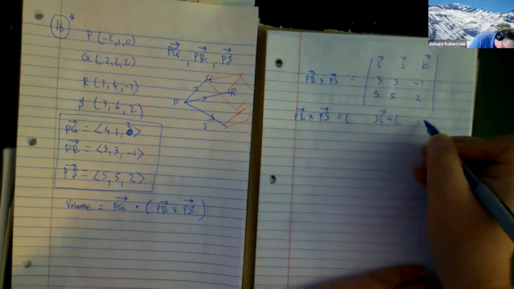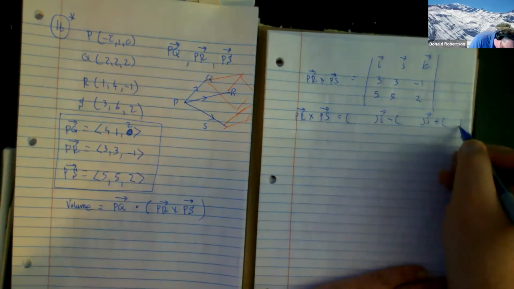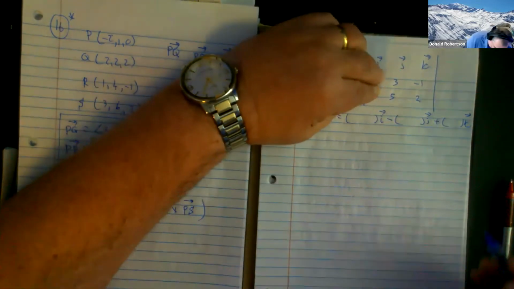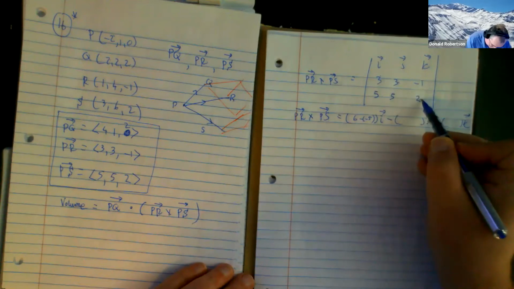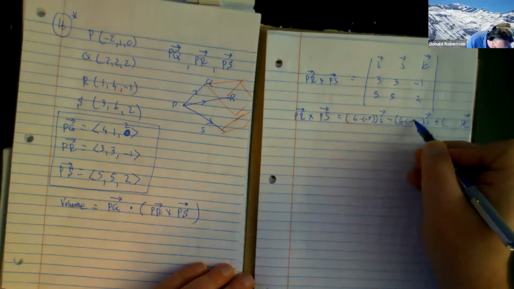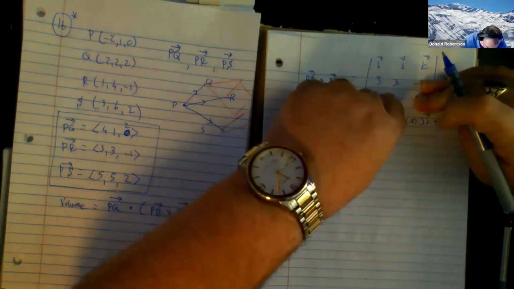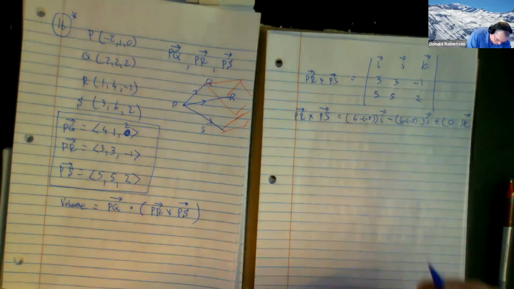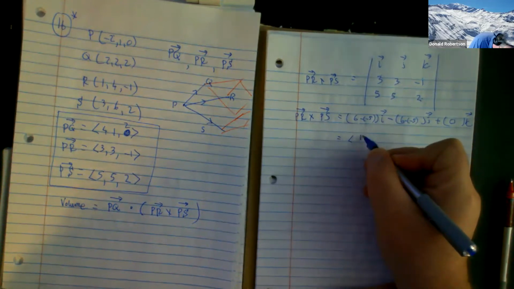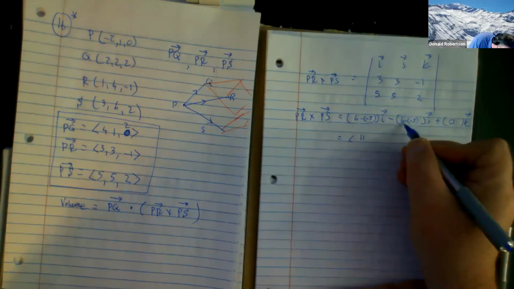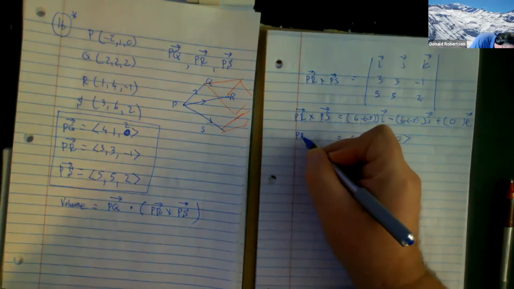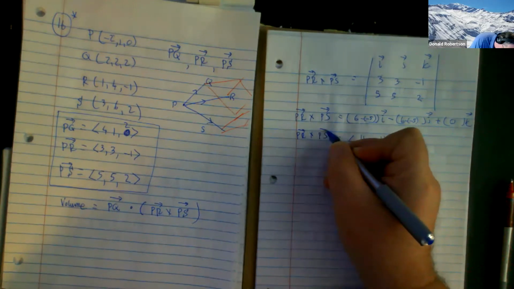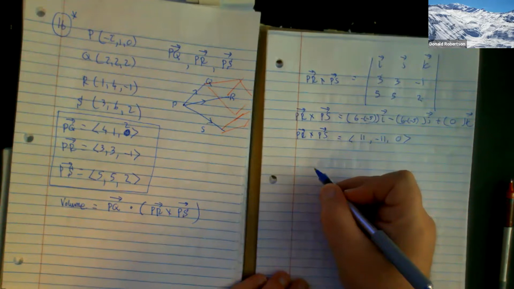So many i's, take away so many j's, plus so many k's. Okay, 6, take away -5. Middle one, forget that. 6, oh, interesting, take away -5. Last one, 15, take away 15, 0. So you get 11, that's that one. That's 11, but you make it negative, and that one's 0. So that's the cross product. Interesting.